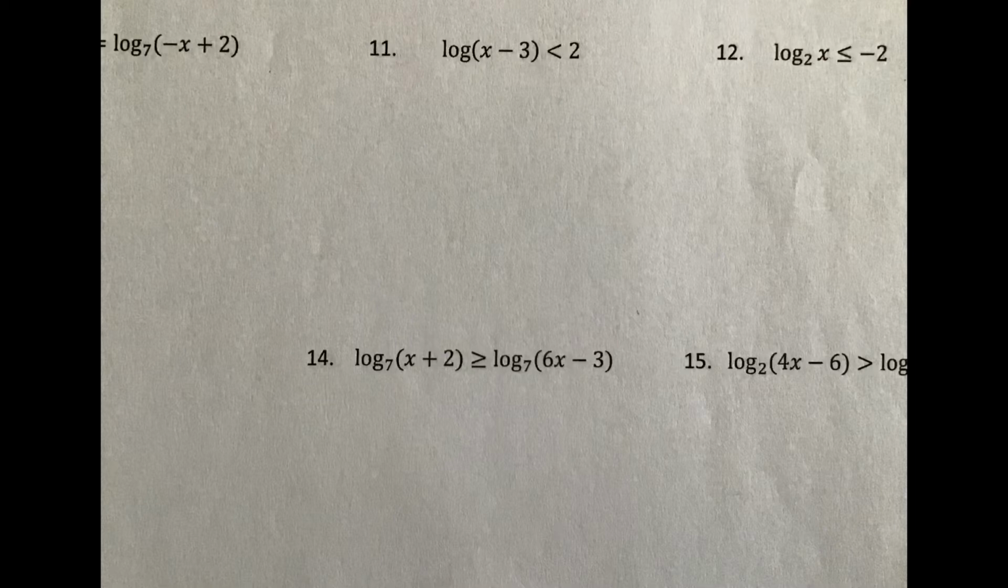If you take a look at number 11, it has a single log in it. So in order to solve it, we're going to rewrite it. Just remember, you've got to be careful when you do the rewrite. So I'm going to drop it down. Now, in this case, there is no base, but there actually is. There's an understood base of 10. So base to power on the other side. Again, don't forget to do base to power on the other side. 10 squared is the same thing as 100. Add the 3 over and we get x is less than 103.